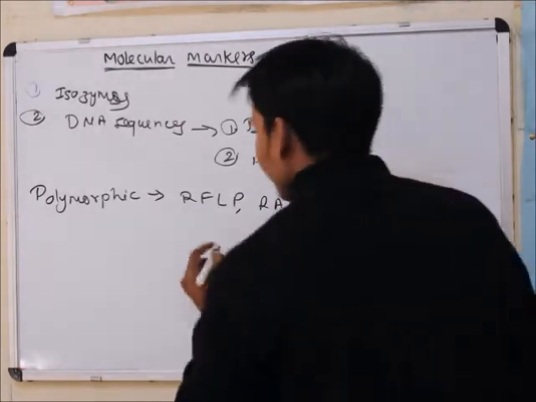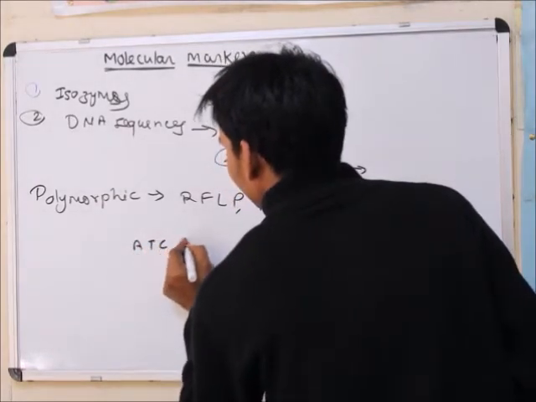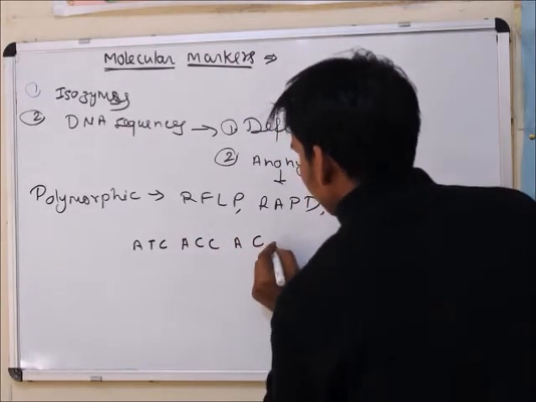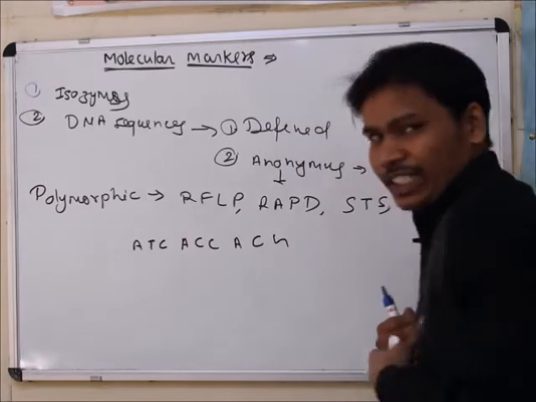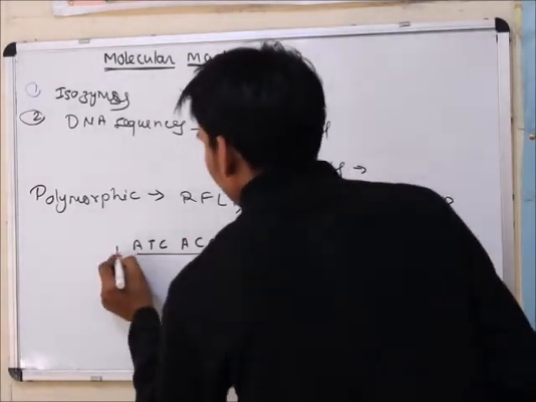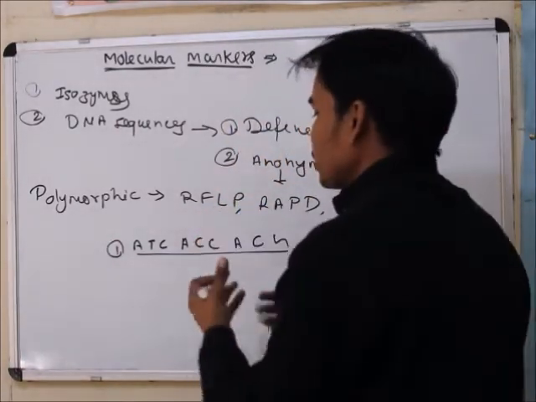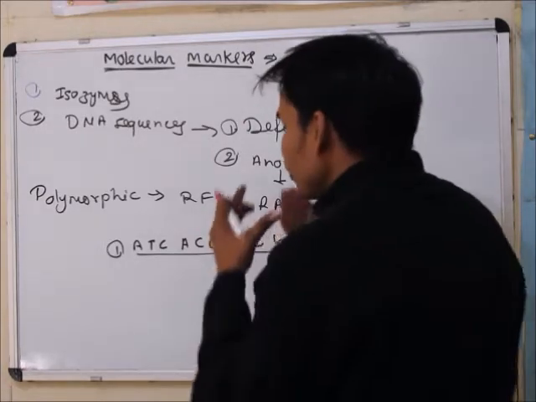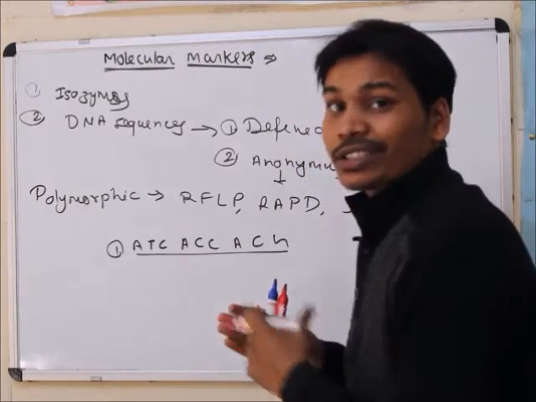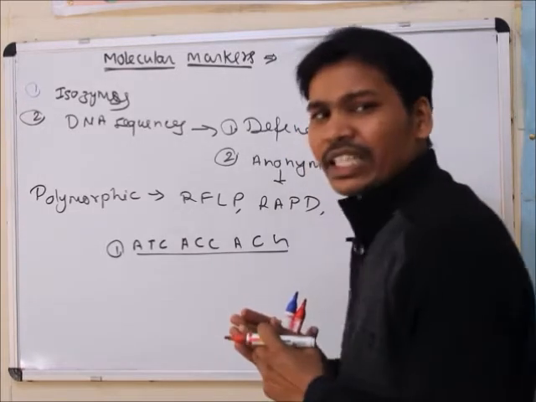Suppose I have a sequence like A T C A C C A C G. That is the sequence. That is a 9-base sequence; I am taking a simple example. Restriction endonucleases are enzymes that are restricted to cutting at specific positions of the DNA sequences or the genomic sequences. That is why they are restriction sites. That means they cannot cut randomly anywhere.